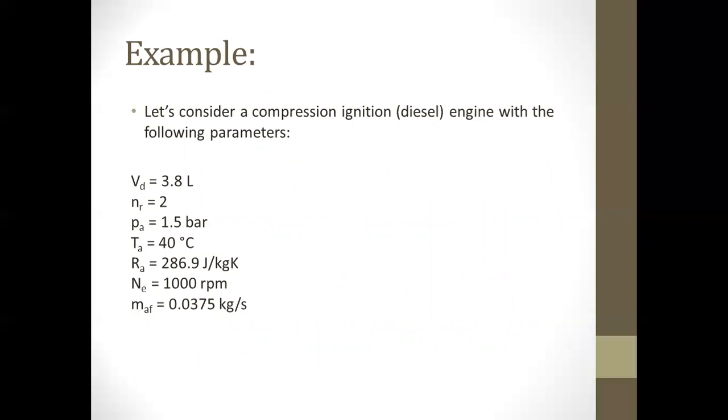Let's consider a compression ignition diesel engine with the following parameters. Displacement volume is equal to 3.8 liters, intake pressure 1.5 bar, temperature 40 degrees Celsius, R equal to 286.9 joule per kilogram Kelvin, speed 1,000 RPM, mass flow 0.0375 kilogram per second.